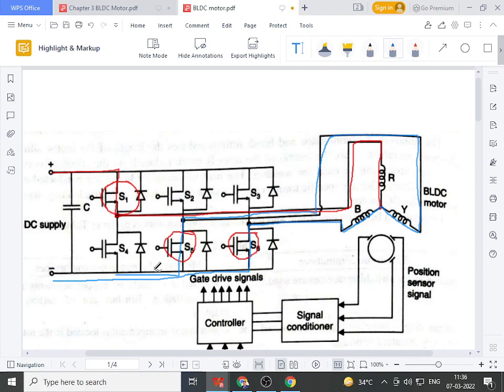At this point the total current is I. Up to here the current will be I. Then it gets divided, so I by 2 flows through phase B and I by 2 flows through phase Y, and again at the negative bus of the voltage fed inverter the currents add, and on the negative side the total current is I. So due to switching sequence 1, 5, 6, all three stator phases will carry current in the shown direction.